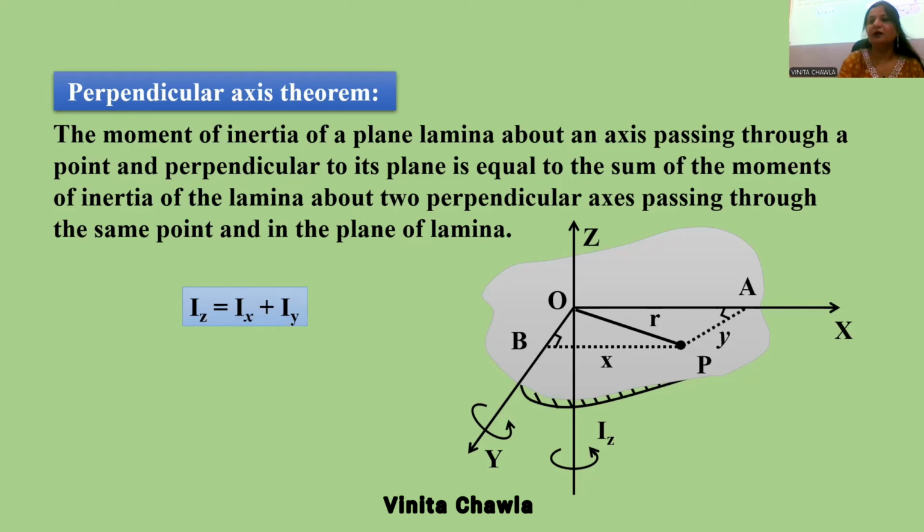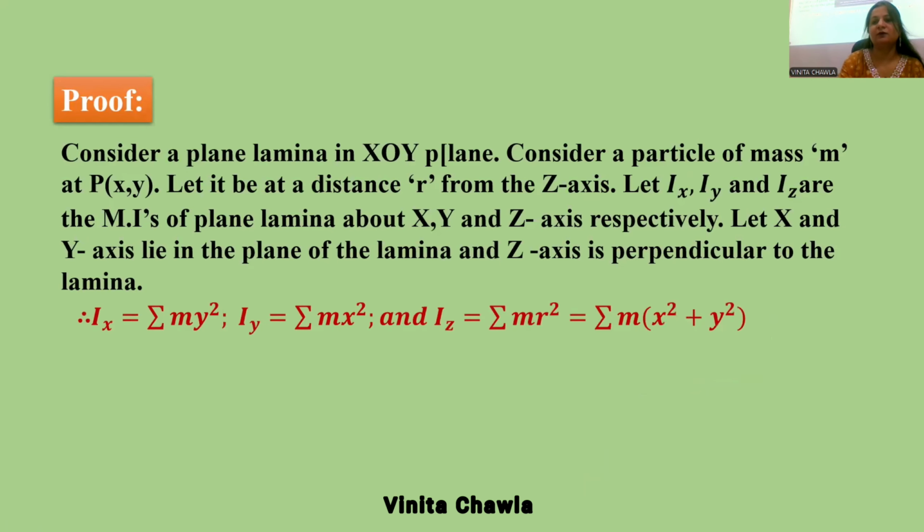Okay, it lies in the lamina. So it is a distance x from y-axis and y from x-axis. You can see this point P is at distance x from y-axis, and this is at distance y from x-axis. Okay, and r is the position vector, or the distance from the origin, we can say. अब इसको कैसे लेंगे? Consider a particle of mass m at P(x, y). Let it be at distance r from z-axis. Ix, Iy and Iz are the moment of inertia of the plane lamina about x, y and z-axis respectively.